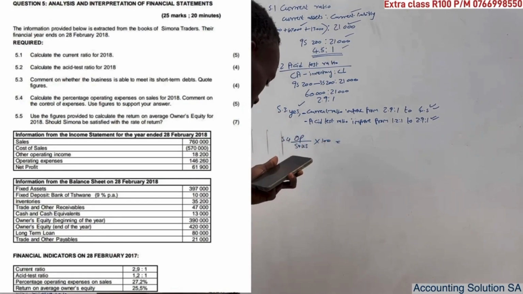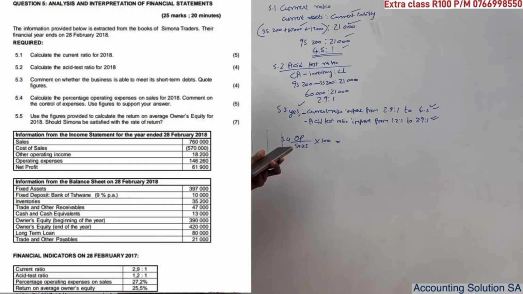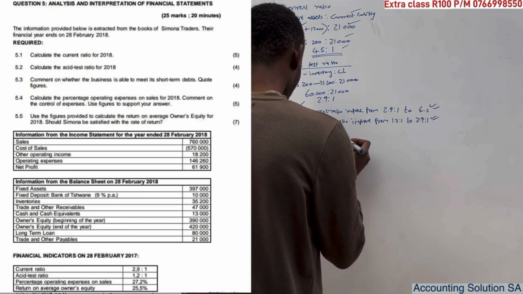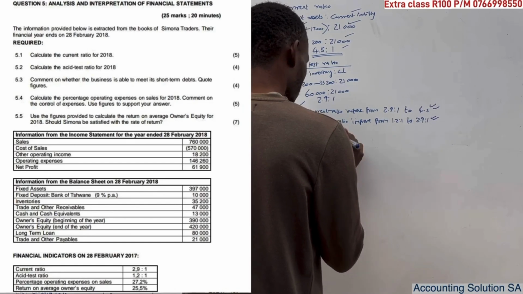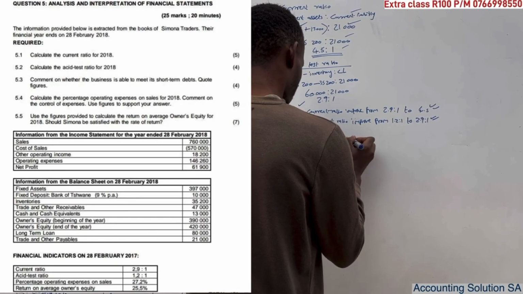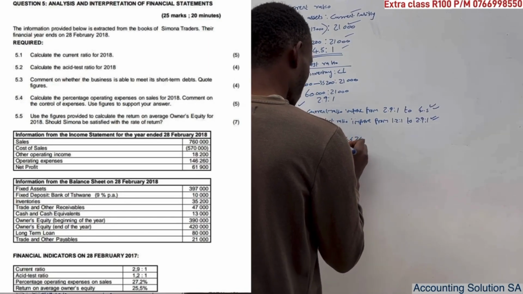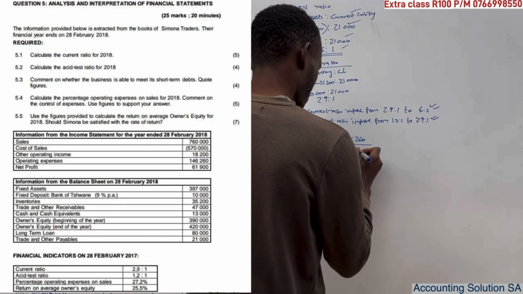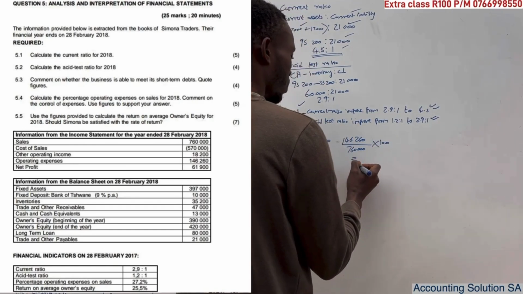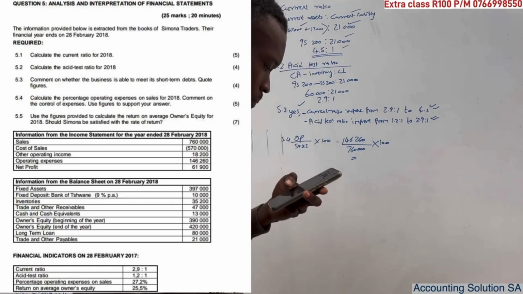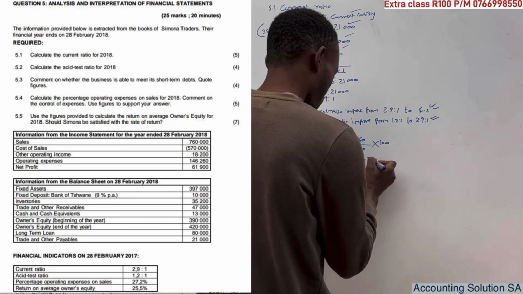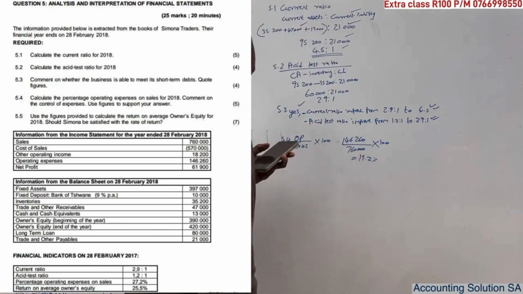That's how you do it. Okay, let's take our operating expense that we have on this side, which is 146,26, and sales is 760,000, and we multiply by 100, and we have to get the percentage. The percentage is 19.2%.